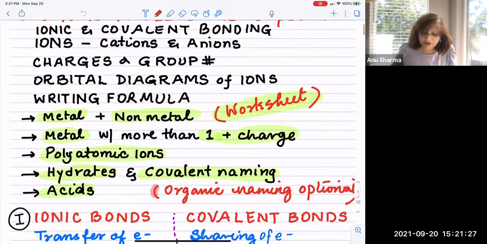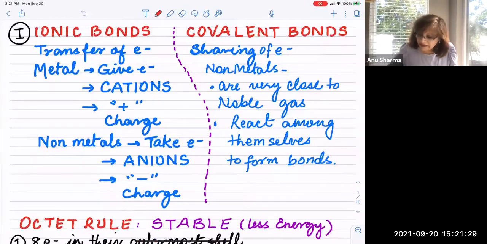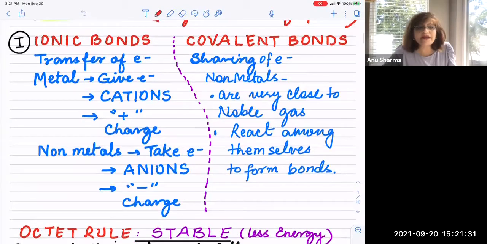So we talked about the ionic compounds. The ionic compounds are made when the metal and the non-metals react. The metals are going to form a positive charge. The non-metals form a negative charge. And then there is another type of compounds, which are called the covalent compounds. These are formed by the sharing of the electrons. And normally we see non-metals forming covalent compounds.